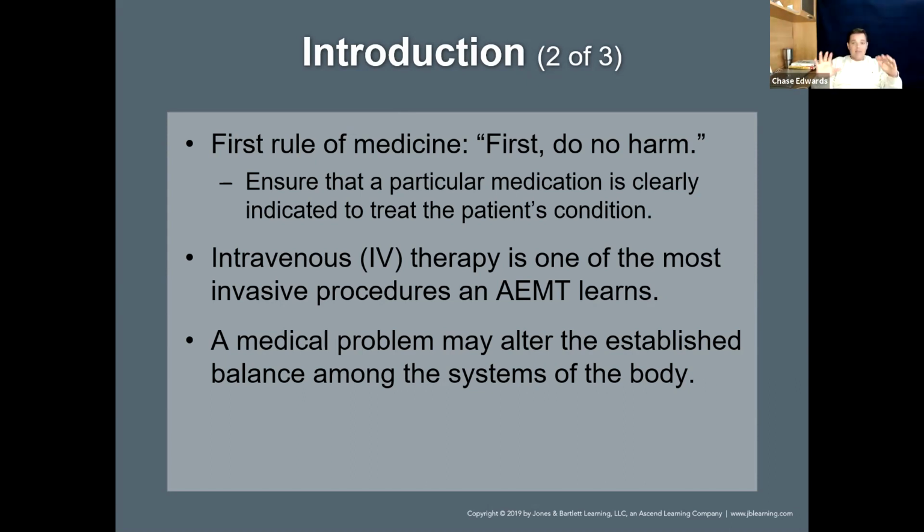A medical problem of any type alters the established balance among the systems of the body, right? So homeostasis produces optimal physical performance. Now, optimal for that patient, okay? And then the healthcare provider must fully assess a patient's condition, identify and treat life-threatening injuries and illnesses that alter homeostasis. That is your position. That's your job there.